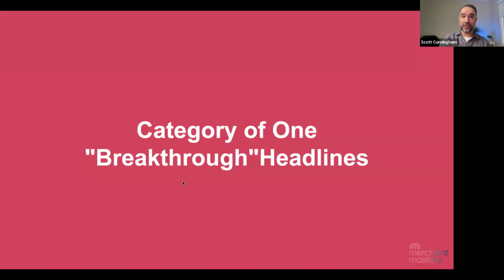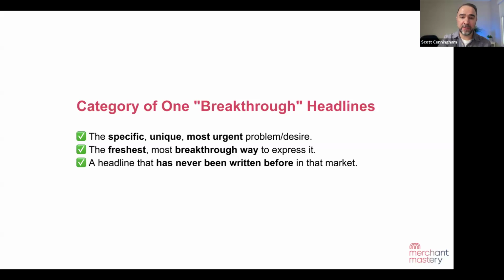Alrighty. So there's four types of breakthrough elements that I'm going to be showing you in here. But before I do, just as a reminder, what are we trying to accomplish with the category of one breakthrough headline? This is a headline that is really specific, unique, and urgent to the problem or desire your customer has. It's the freshest, most breakthrough way of expressing it, and it's a headline that's never been written before in that market. This is what defines the category of one breakthrough headline.